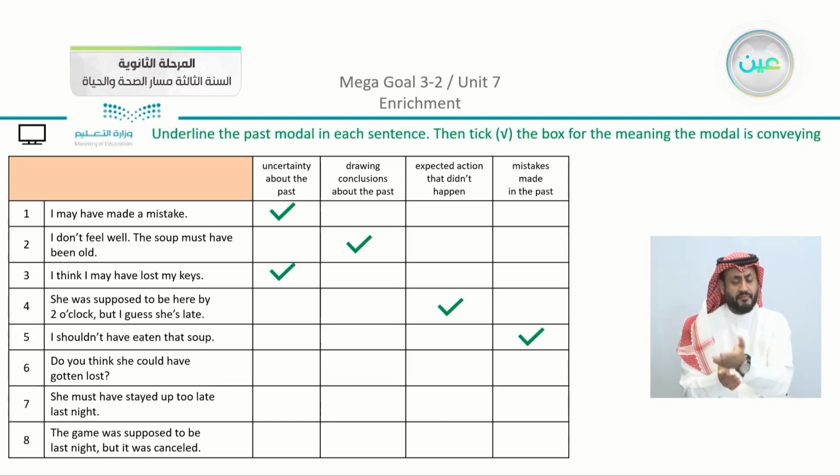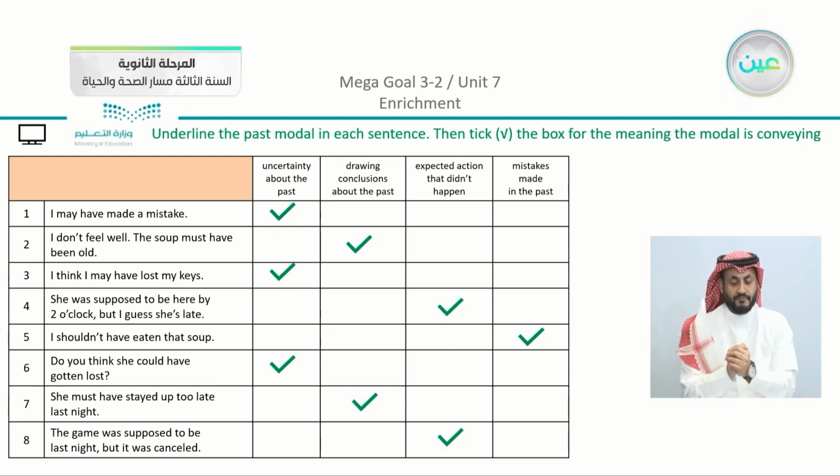Now, in this sentence, we can see that it was a mistake that was made in the past. Number 6: Do you think she could have gotten lost? Yes, uncertainty about the past. Number 7, she must have stayed up too late last night. She must have. So there is a kind of expectation, conclusion. And then we have the last one. The game was supposed to be last night, but it was canceled. So we are talking about a game. It was supposed to happen. Here we can see that there was an expected action.